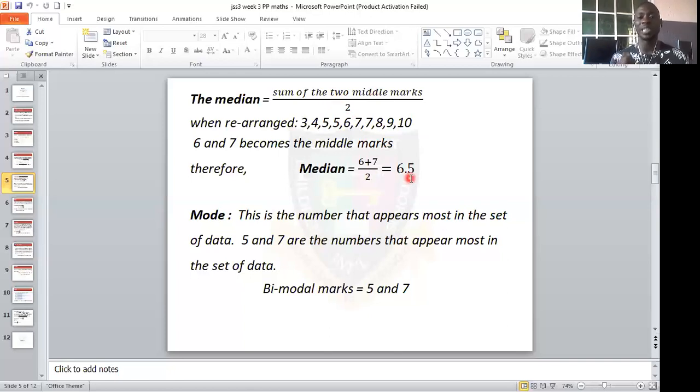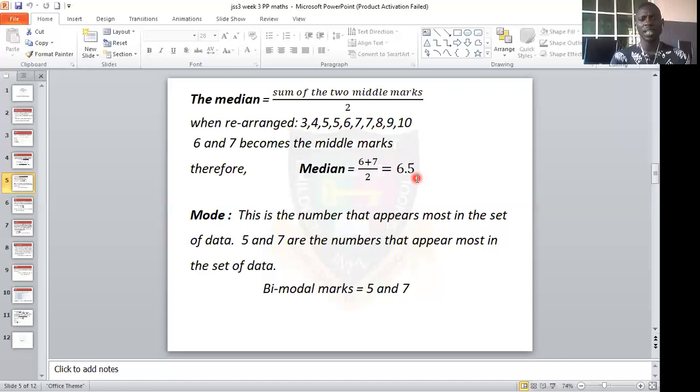to give you the median, which is 6 plus 7 over 2 will give you 6.5. I believe you understand how I got the middle number. Count. You have 10 numbers, the number of set data. We have 3, 4, 5, 5. So break a line here. So we count here 1, 2, 3, 4. You can see 6 and 7 fall in between. So you add them together and divide by 2 to give you 6.5.